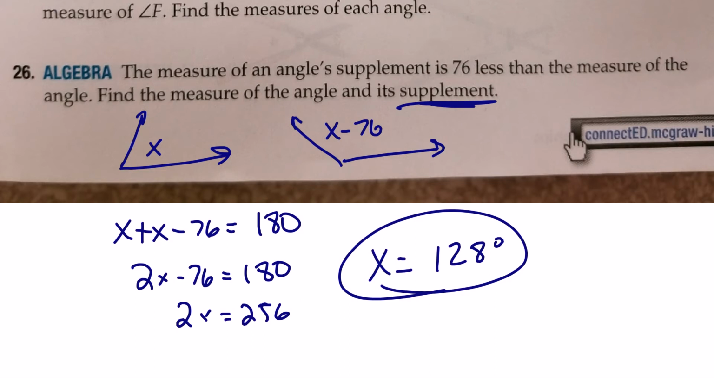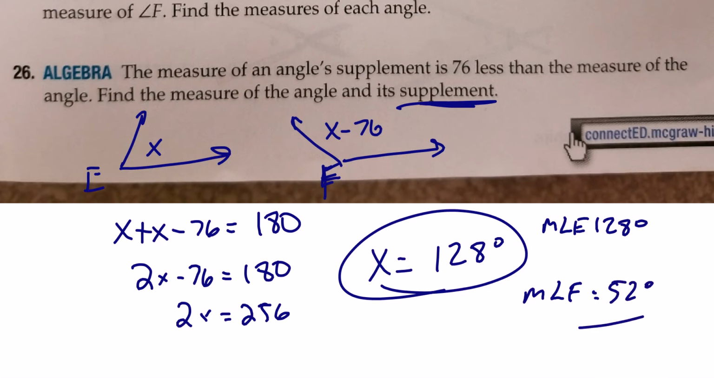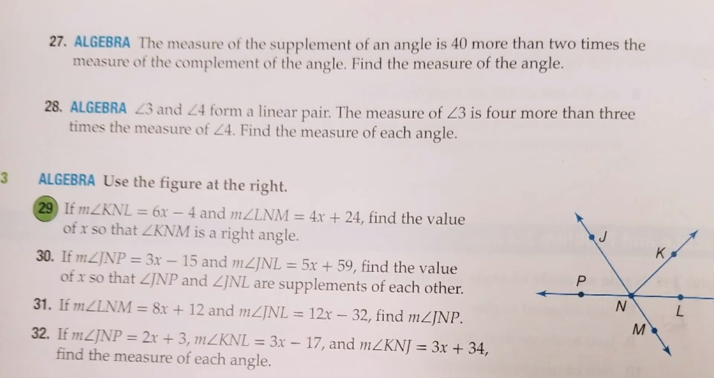We'll call that measure of angle, we'll use E and F again. So we'll say the measurement of angle E is 128 degrees. And then the measurement of angle F is going to be 128 minus 76, which is going to be 52. All right, and that's it for 26.